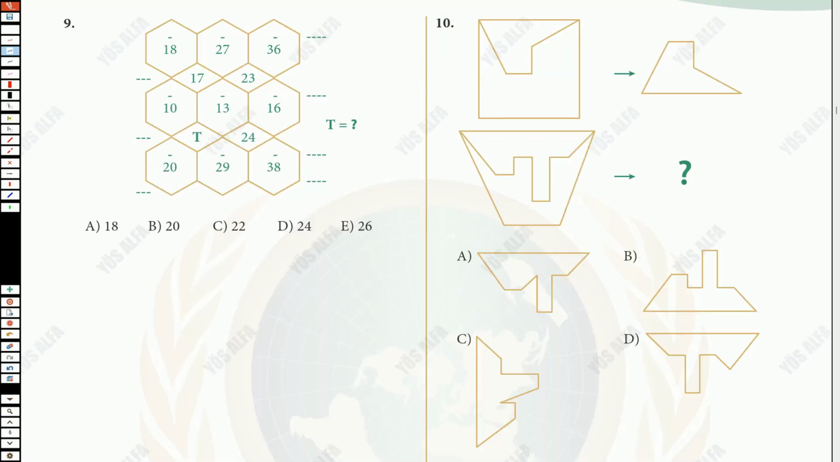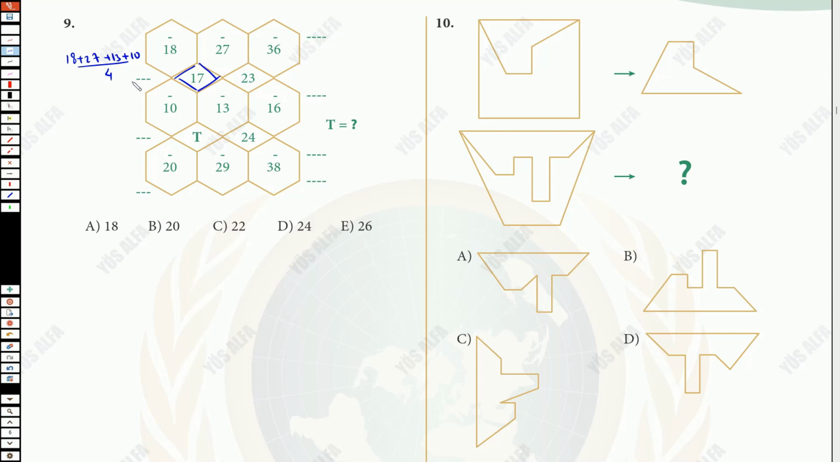This is a number-figure relation again. So we'll try to get 17 as the answer by using the numbers given around it. 18 plus 27 plus 13 plus 10. How much is it? 27, 13 is 40, 50, 68. So 68 divided by 4 is 17.